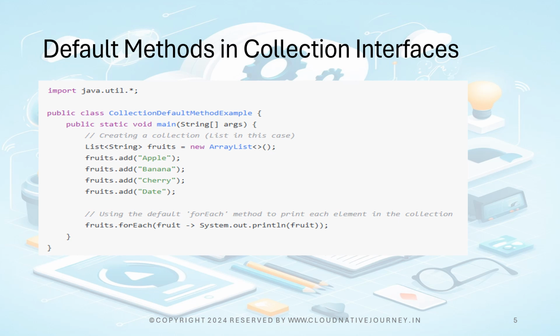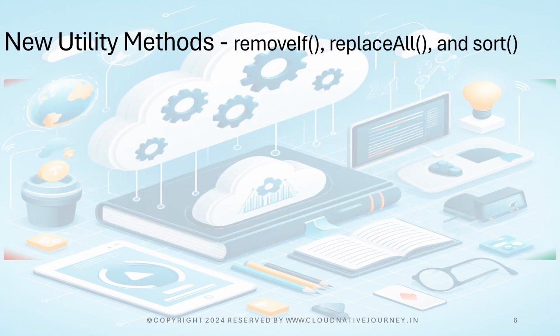Here is a quick example where we use the forEach method to print all the elements of a list. Now we don't have to explicitly write an iterator or a for loop for a simple operation. Just call the forEach method on the collection.